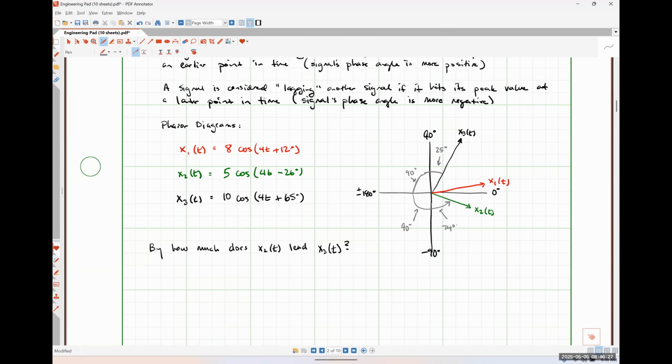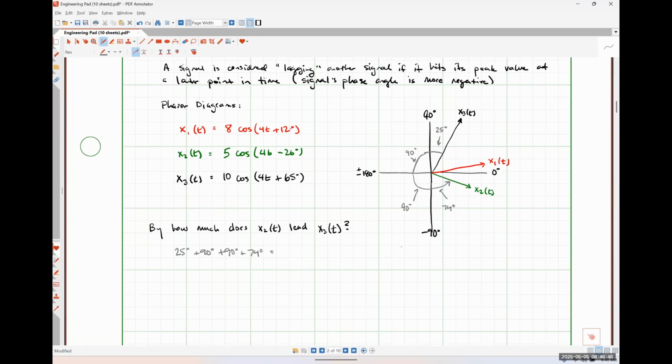And I would just add all those guys together, right? So 25 degrees plus 90 degrees plus 90 degrees plus 74 degrees comes out to be, sorry, 279? 269 degrees.